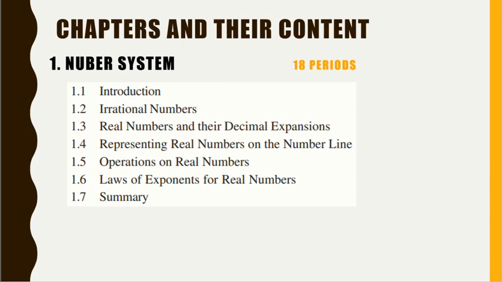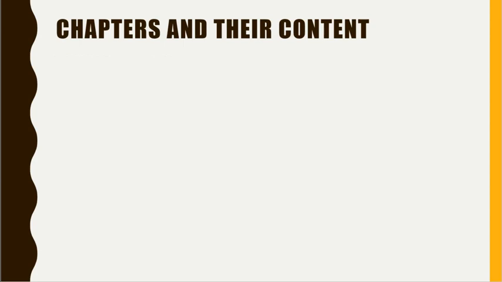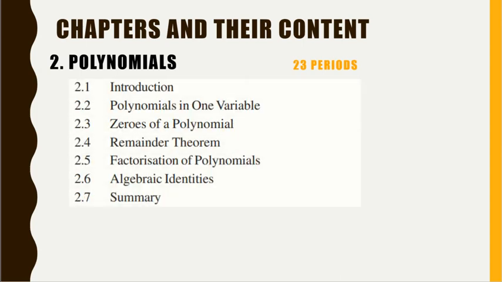Moving on to the next, chapter number 2 is polynomials. This is supposed to be taught in 23 periods of 40 minutes each. In this polynomials, you have got mainly further 6 subtopics. They are introduction, polynomials in one variable, zeros of a polynomial, remainder theorem, factorization of polynomials, and algebraic identities. These will be the main important subtopics.